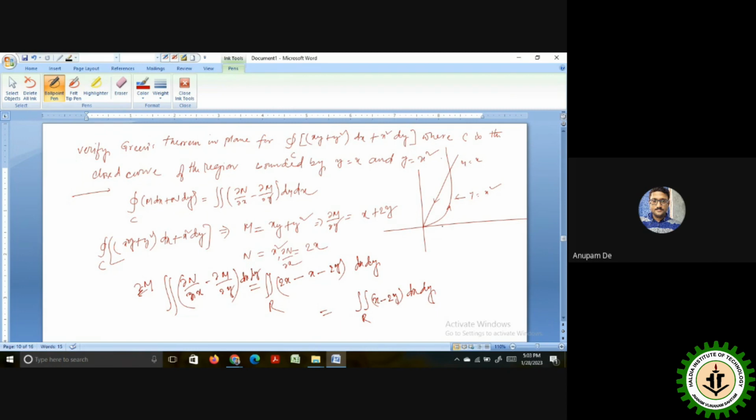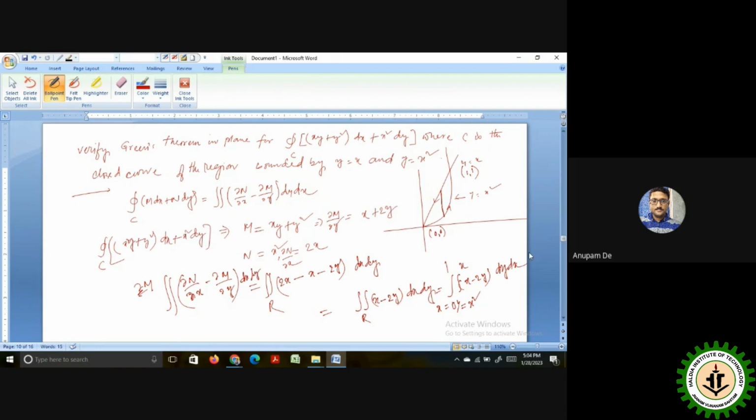Okay. Now what will be the range on R? That means the limits on x and y. Can anybody tell me? I want to take the range on y first. So y will be going from where to where? As you can see, y will be going from x squared to x, and x will be going from 0 to 1, because these are the points of intersection, right? This is the integral of x minus twice y, dx dy or dy dx.